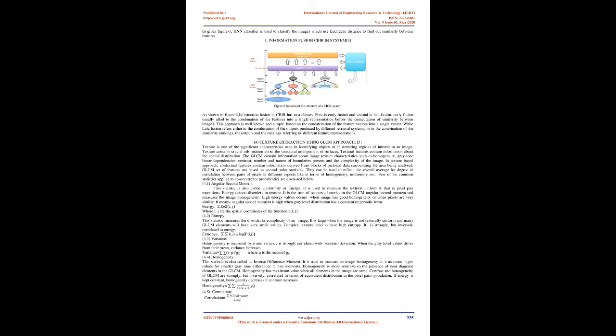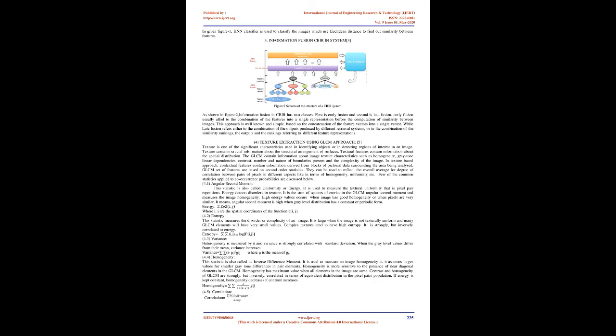Texture contains crucial information about the structural arrangement of surfaces. Textural features contain information about the spatial distribution. The GLCM contains information about image texture characteristics such as homogeneity, gray tone linear dependencies, contrast, number and nature of boundaries present, and the complexity of the image. In the texture-based approach, contextual features contain information derived from blocks of pictorial data surrounding the area being analyzed.